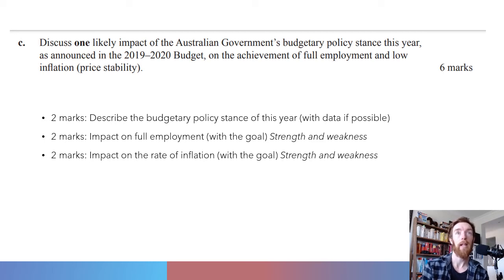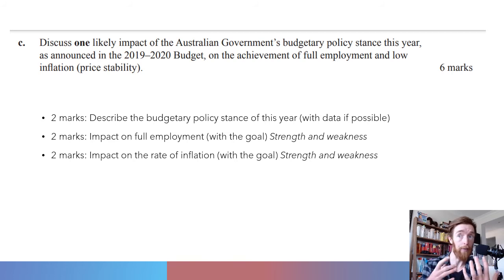So the first one we're going to look at is from 2019: discuss one likely impact of the Australian government's budgetary policy stance this year, as announced in the 2019-2020 budget, on the achievement of full employment and low inflation or price stability. It's a 6-mark question, so that's pretty big. Describe the budgetary policy stance of this year with data.